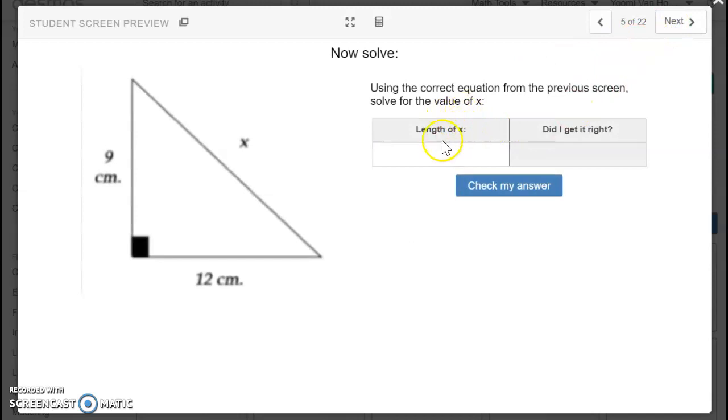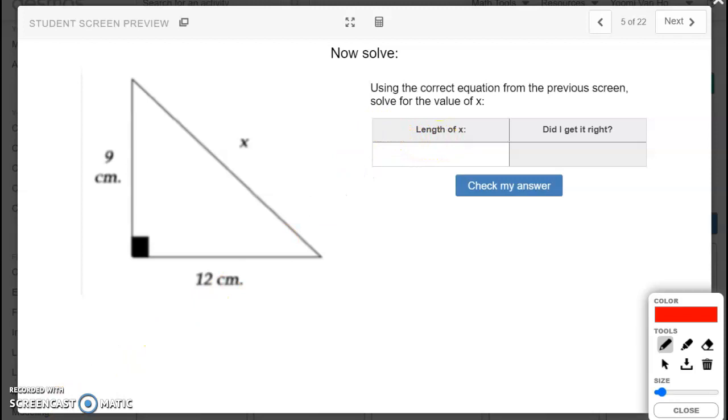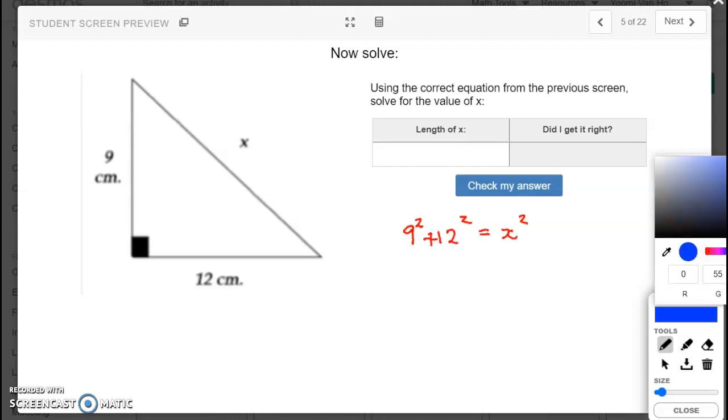Using the correct equation from the previous screen, solve for the value of x. So on the previous screen we said the correct equation was 9 squared plus 12 squared is equal to x squared. Now again, what do we do first? Do we do exponents first or do we add the numbers first? Exponents are always before adding and subtracting. So we need to evaluate 9 squared and 12 squared first. What's 9 squared? That's 81. What's 12 squared? That's 144.